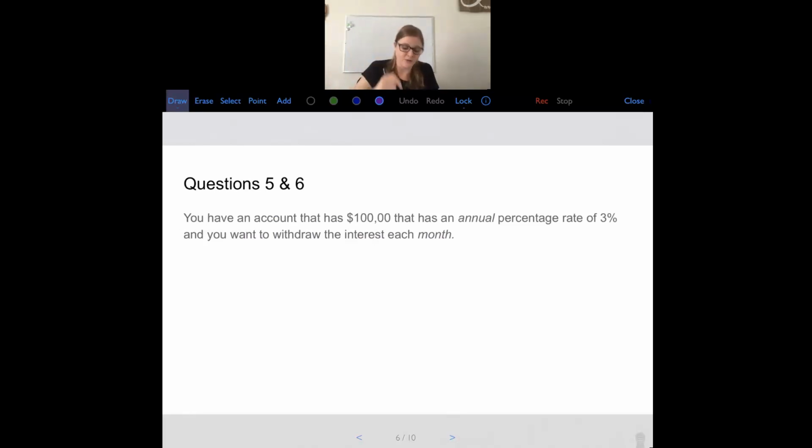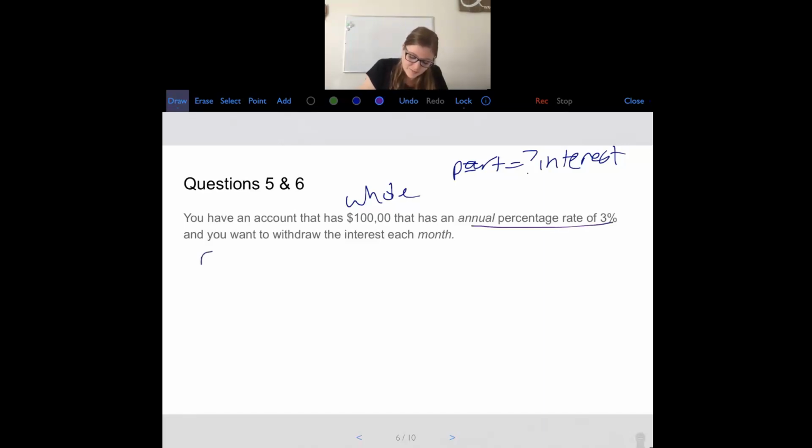So this is a part percent whole problem because our whole is our 100,000. Our percent we'll talk about in a minute, but it's given to us. And the part is what we're looking for, which is our interest that's accrued each month. Okay, now notice for our interest rate R, we have an annual percentage of 3%, but we're withdrawing interest each month. So we have to be careful what we do with R here. In order to get the monthly interest, we have to divide the 3% by 12 to figure out what's happening in a month. So R would be 0.03 divided by 12.